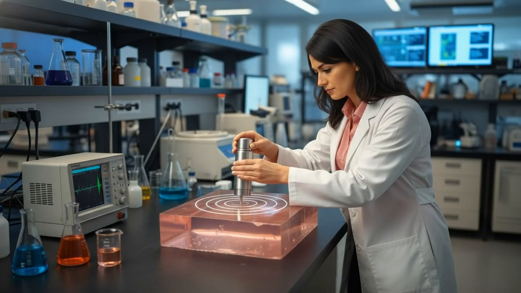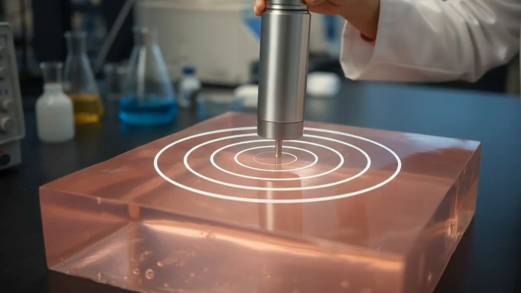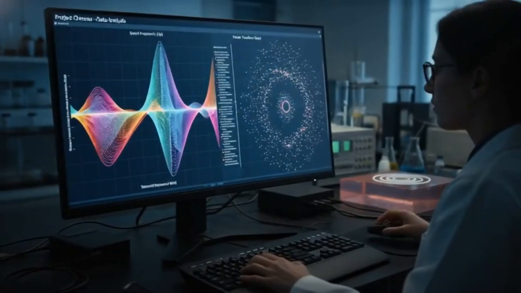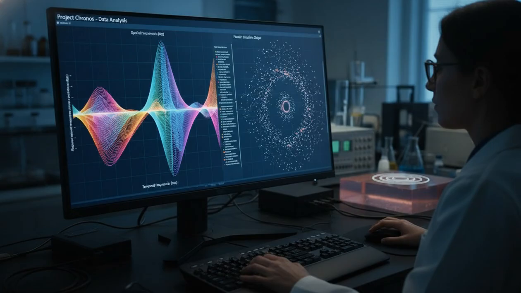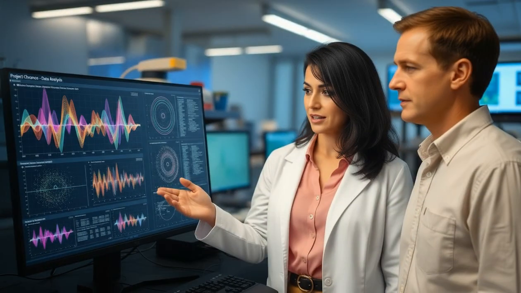"Watch," she said, applying the shaker to a gelatin phantom they'd created in the lab. The surface erupted in concentric waves. Her algorithm extracted motion from each pixel, transforming the video through Fourier analysis. Spatial frequencies, temporal frequencies, all captured in a glowing image on her screen. "That's the observed dispersion relation," she explained. "Now comes the clever part."